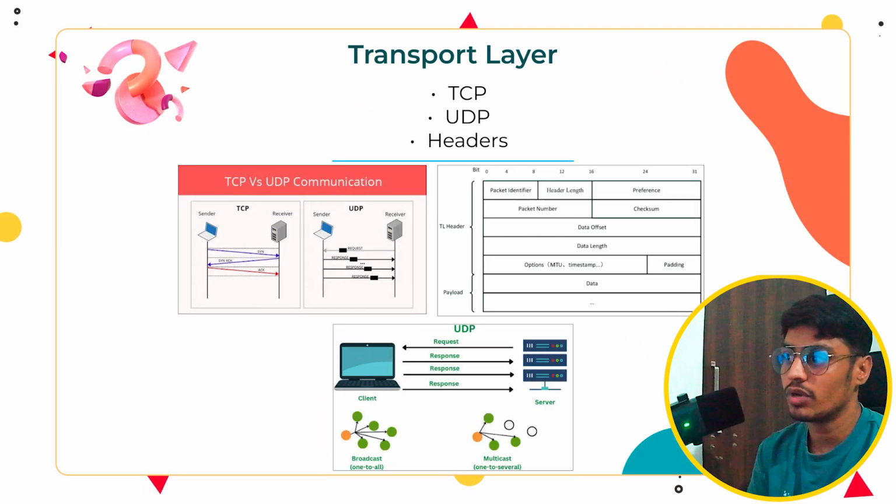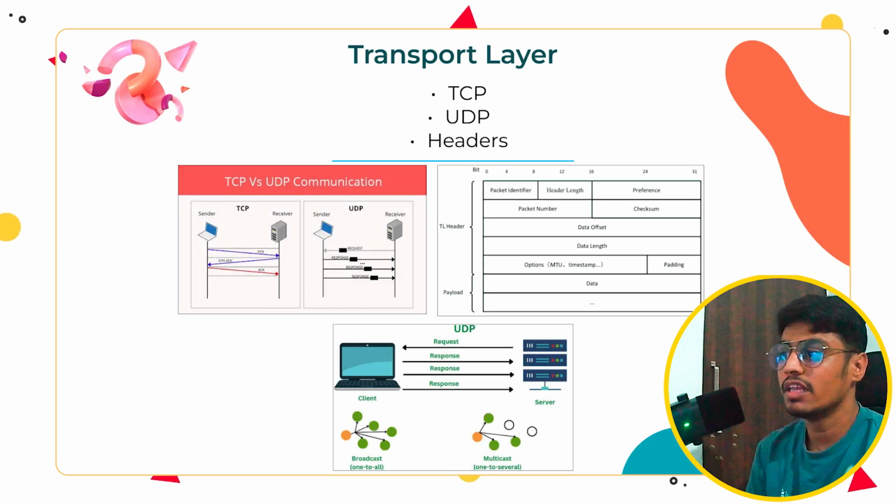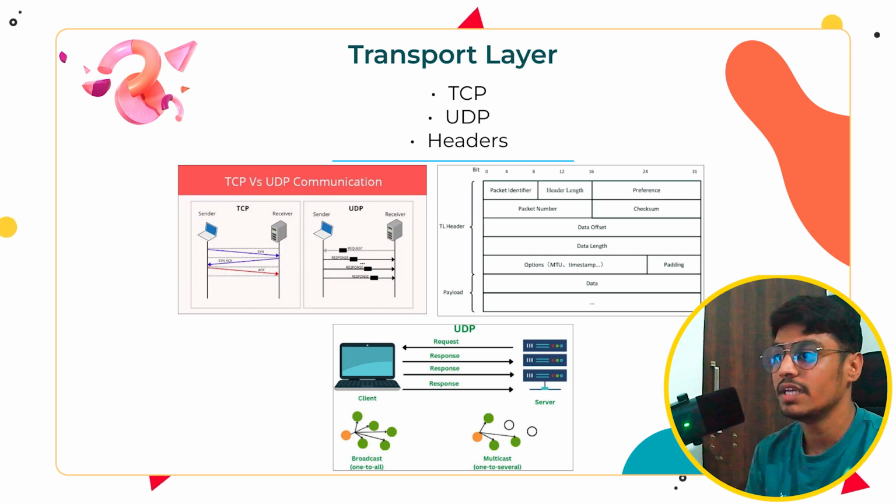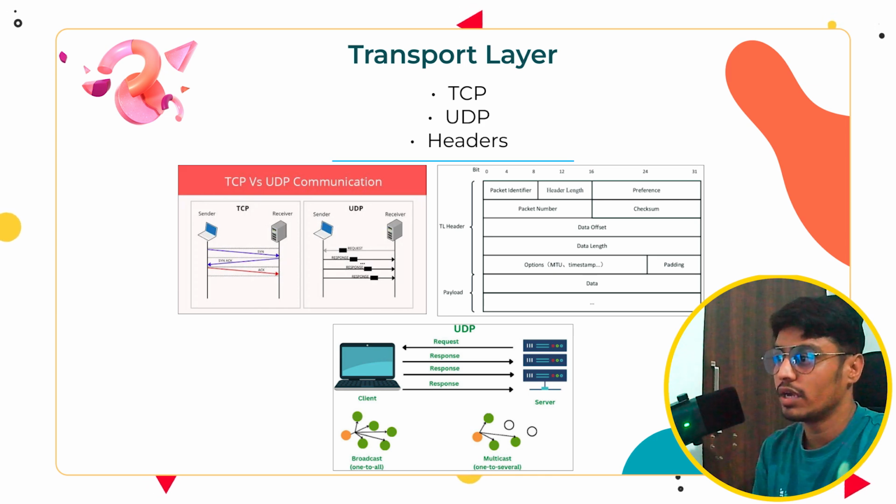Then moving forward to the transport layer. In the transport layer they will ask about TCP, UDP and headers, like we talked about the IPv4 header, IPv6 header, and many more headers in the transport layer too.